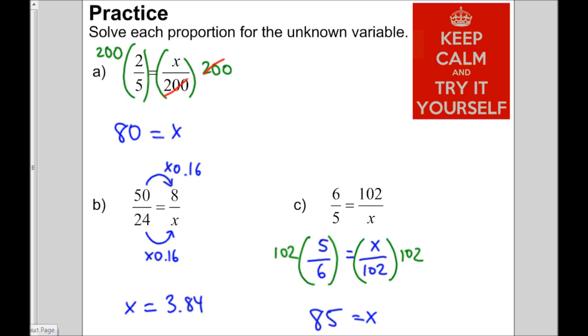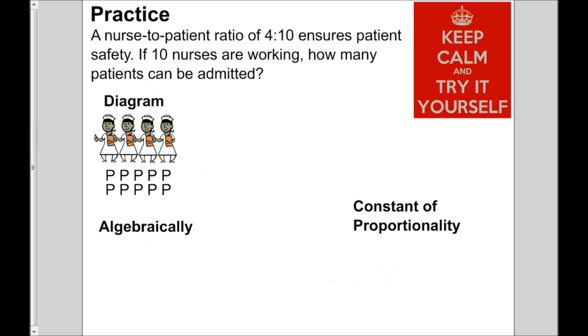Okay, so here's a question about nurses and patients. A nurse to patient ratio of 4 to 10 ensures patient safety. If 10 nurses are working, how many patients can be admitted? Use 3 ways if you want. Okay, let's solve the problem. Give it a shot. Best of luck.